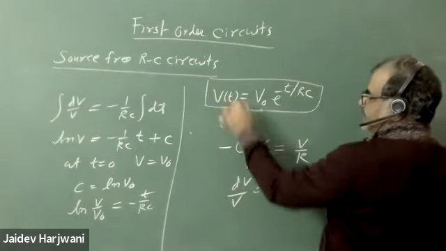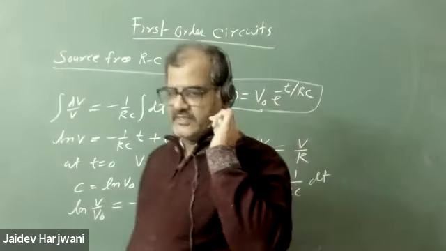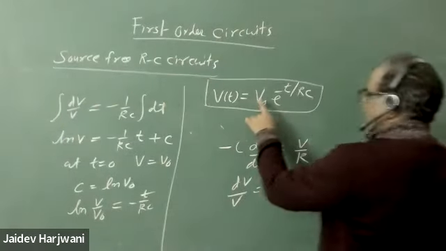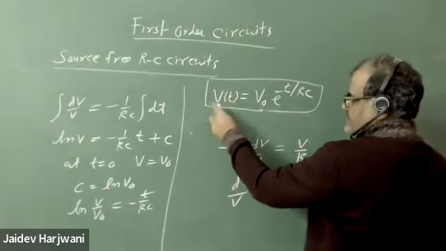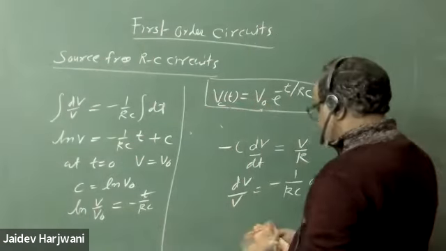So at time t, if I know the initial voltage across the capacitor, I can calculate the potential of the capacitor. This is the capacitor voltage after time t. This equation is very useful.